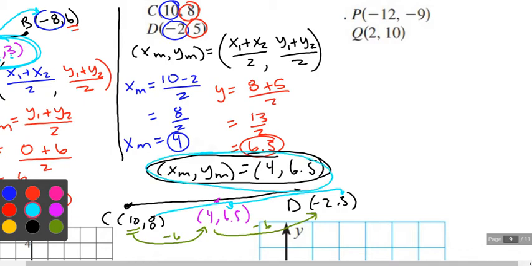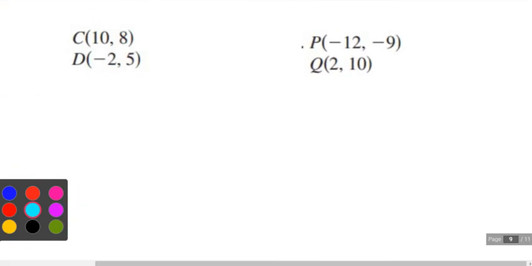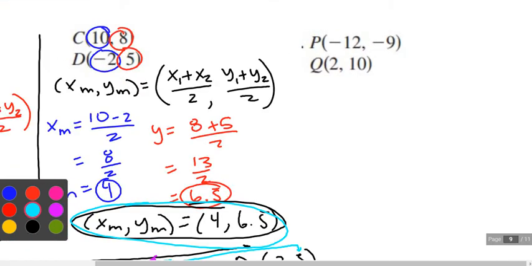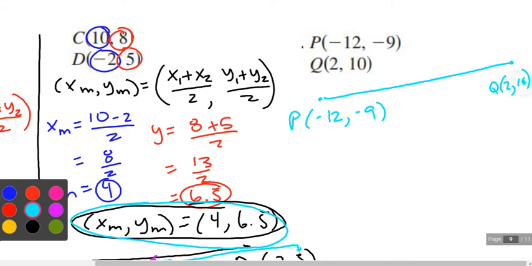Okay, so another one where we just have the values. So we have P at negative 12, negative 9. The other end is going to be Q at 2, 10. And so we're supposing we have some midpoint kind of smack dab in the middle.